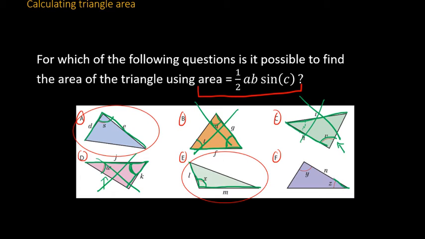Finally, we've got side N, angle Y, angle Z. We already know this couldn't work because we were only given one side of the triangle, not two, so we couldn't even have an included angle because you need two sides to establish that. So this wouldn't work either.